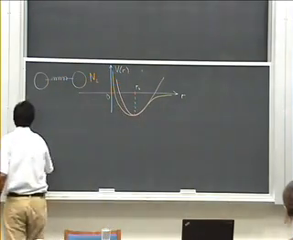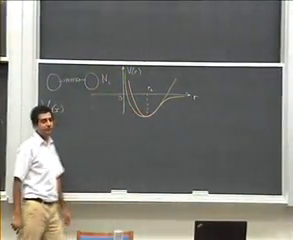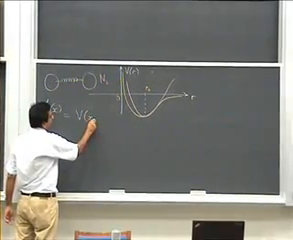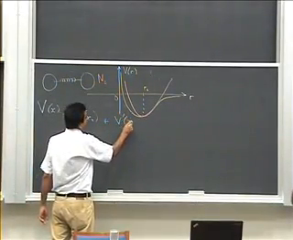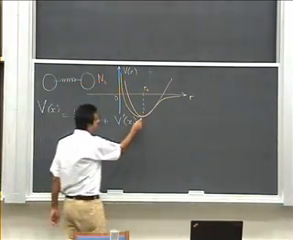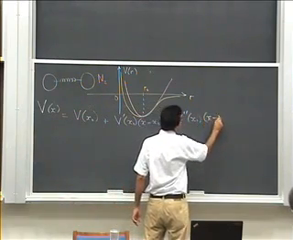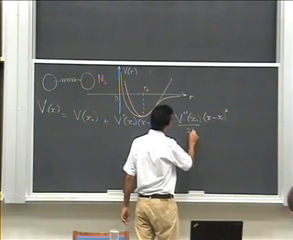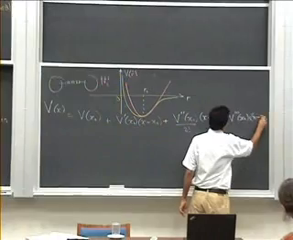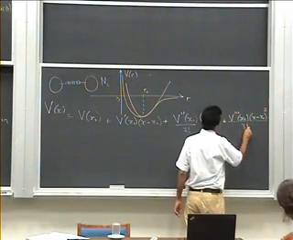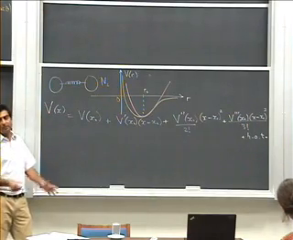Okay? So if you look at the potential energy function V(x), you can expand it about the minimum. You can write V(x) equals V(x naught), the potential energy at the minimum, plus the derivative of the potential energy at the minimum times (x minus x naught), plus the second derivative of the potential energy at the minimum times (x minus x naught) squared over 2 factorial, plus the third derivative at the minimum times (x minus x naught) cubed over 3 factorial, plus higher order terms. So this is a Taylor series expansion of the potential energy about the minimum.